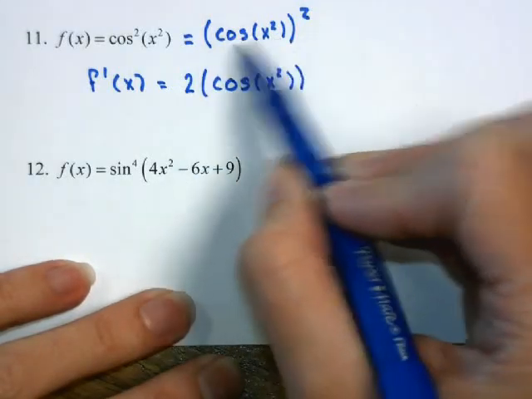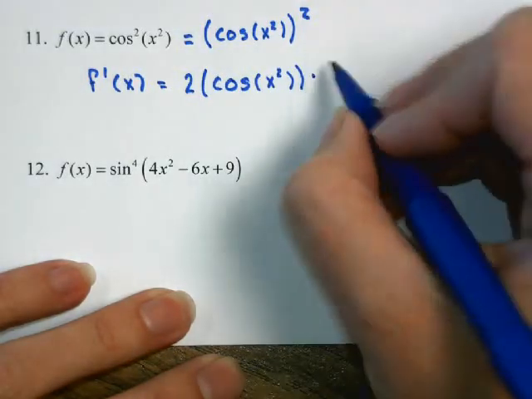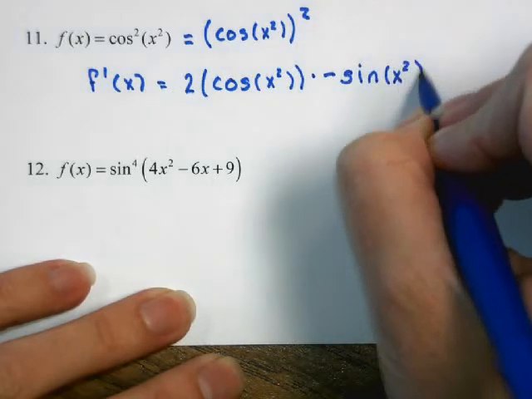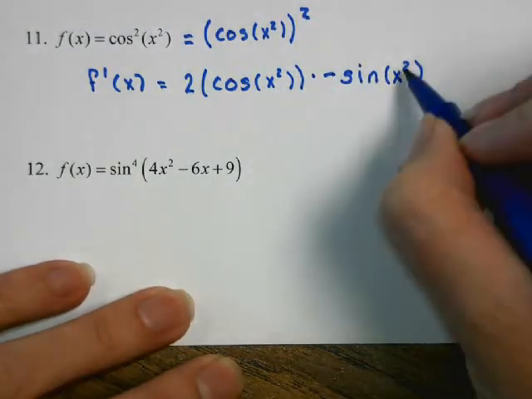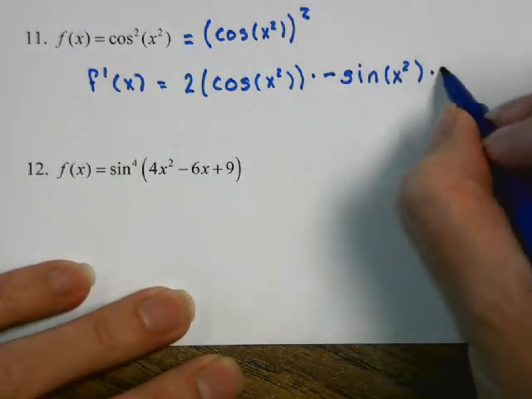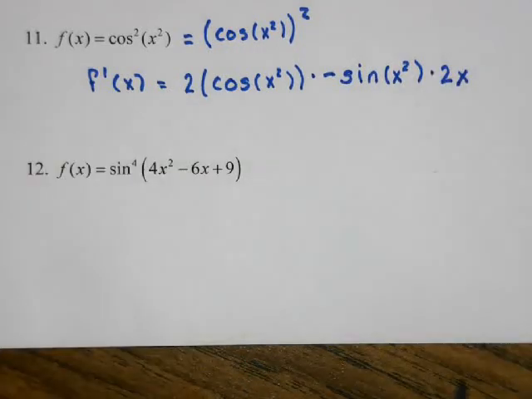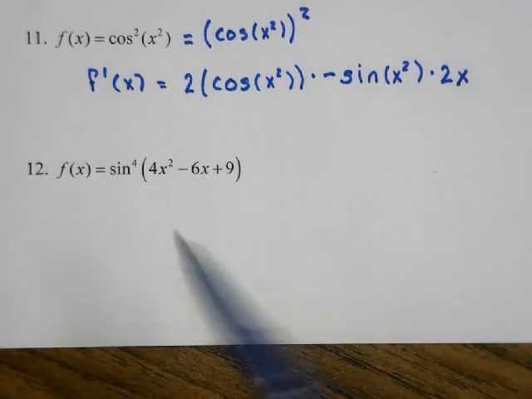Then we dig a little deeper. Derivative of the cosine x squared is negative sine x squared. Then we go 1 deeper to the derivative of this, which is going to be 2x. So you just keep digging down until the very inside function.